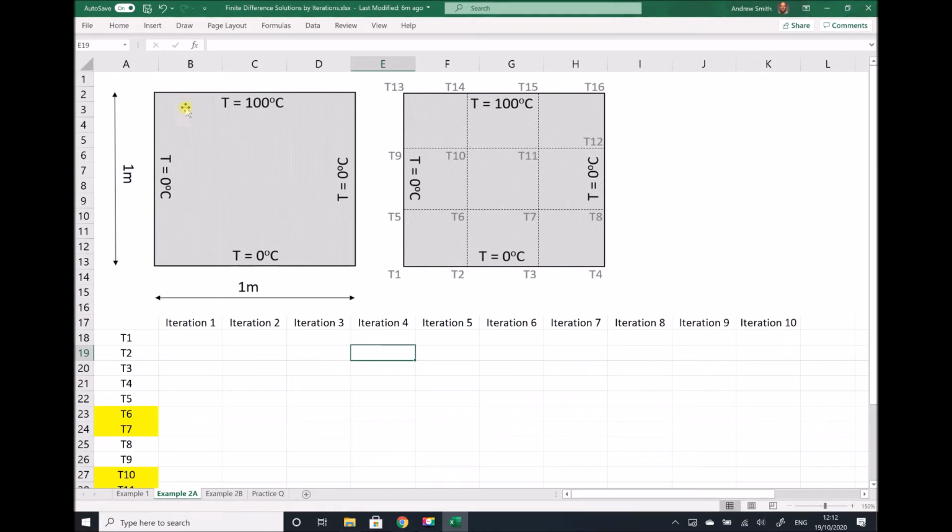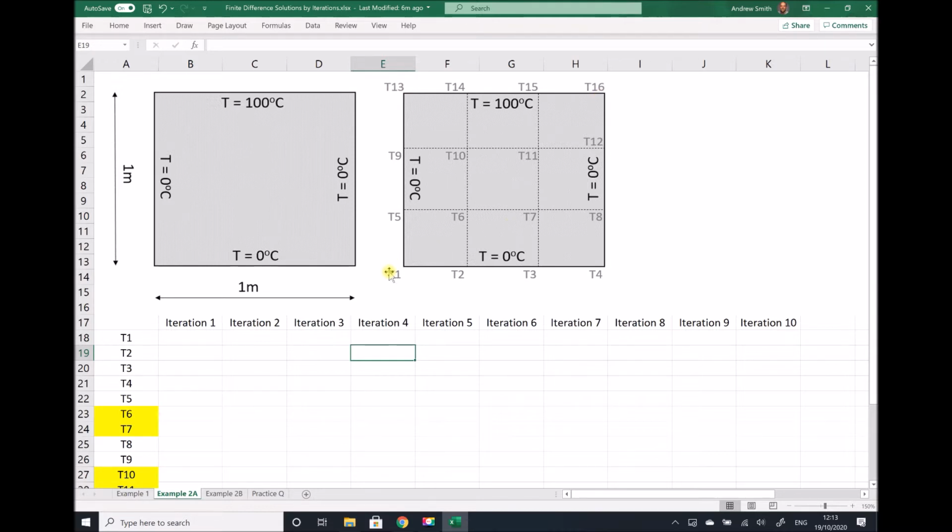And what we have in our example is a square plate. We know that the temperature at the left-hand boundary, the bottom boundary and the right-hand boundary is 0 degrees, and we know the temperature at the top is 100 degrees. What we want to determine is the temperature at each of these points, labelled T1 to T16, using our finite difference approximation. So first of all, let's look at what we know.